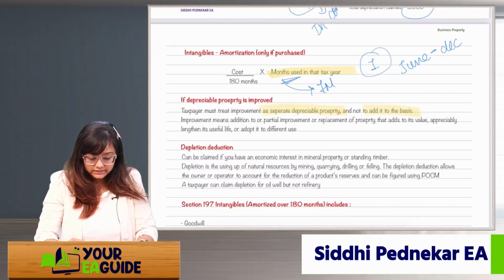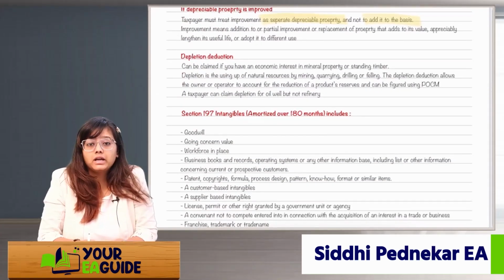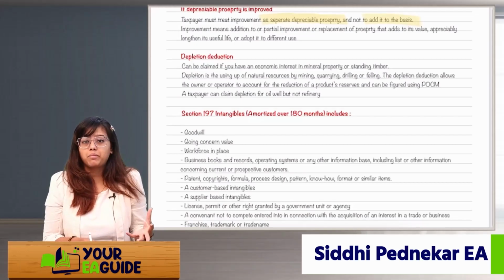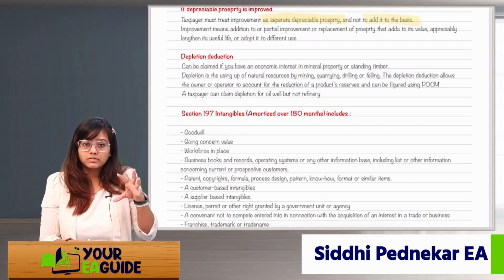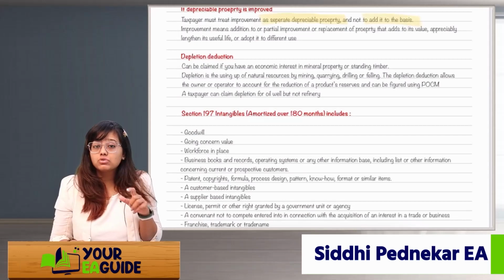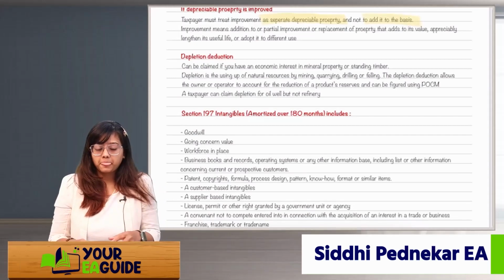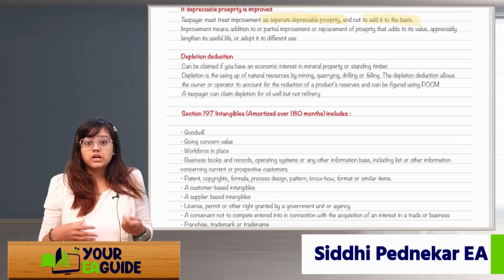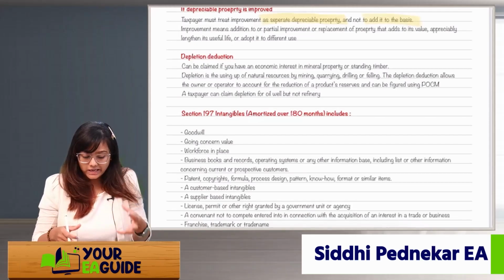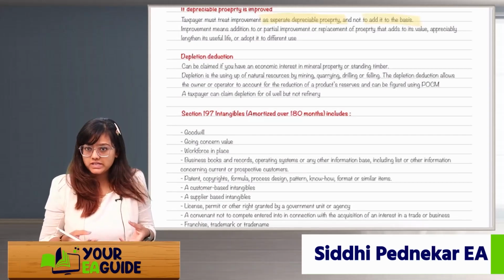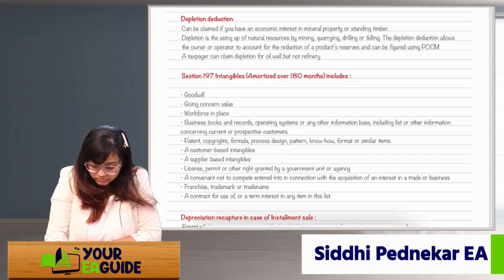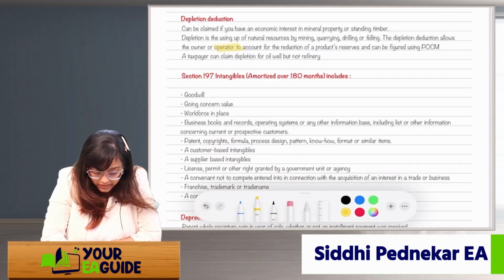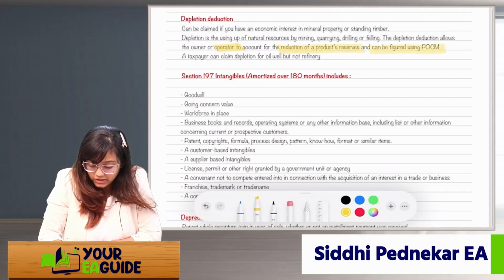All right. Next is depletion reduction, which is very simple. It can be claimed if you have an economic interest in the mineral property or standing timber. What are the natural resources? If you have an interest, then the word used for that depreciation is a depletion reduction. Depletion is the using up of natural resources by mining, quarrying, drilling, felling of the timber trees. The depletion reduction allows the owner or the operator to account for reduction in the product reserves and can be figured out using POCM.